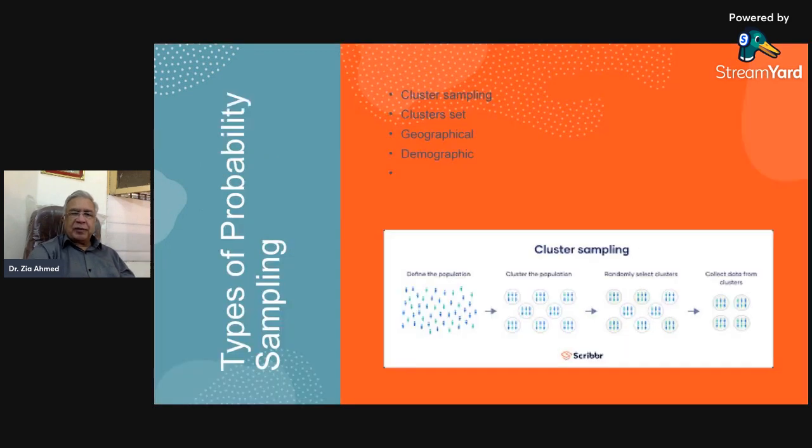In probability sampling, we have some types. Number one is cluster sampling. It means that we make different clusters of the population for which the sampling is going to be done. By clusters, I mean the groups of the target population. The groups may be based on any characteristics of the population. First the clusters are made, then the subclusters are made. Out of these subclusters, we make a selection. When the selection is made, that sampling is called cluster sampling.